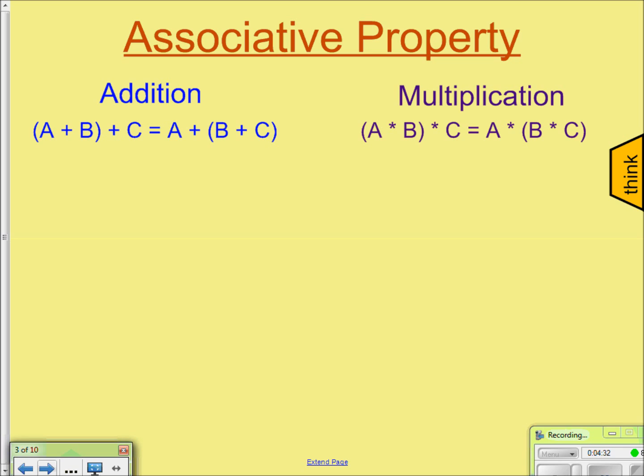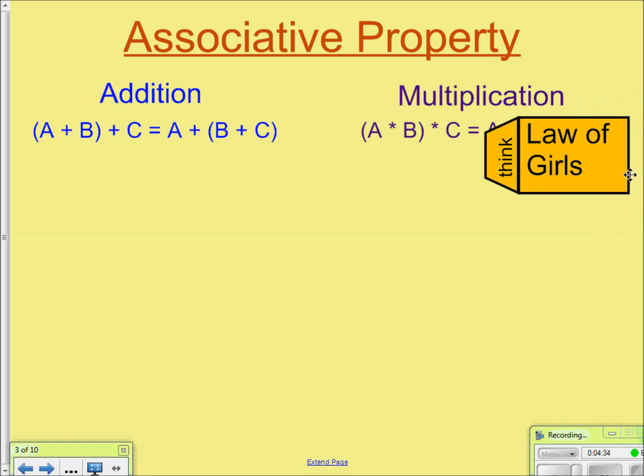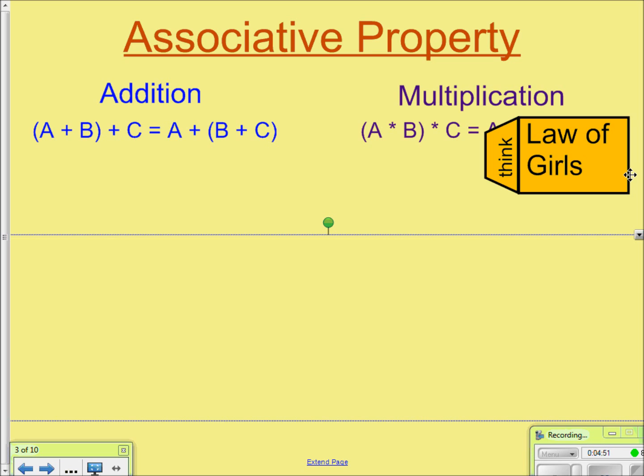So you're going to think here, this is one I learned from my students in teaching. My cooperating teacher called this the law of girls. The law of girls. Now I know this is not like the girls, hopefully, in our class. This is kind of the girls that we portray in movies, right? The mean girls. So we're going to have a picture here of some girls.